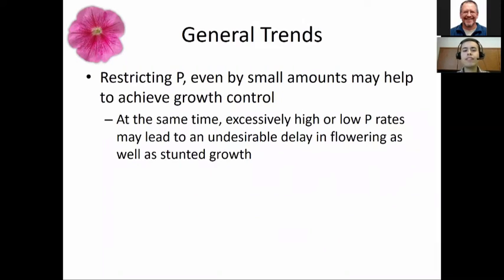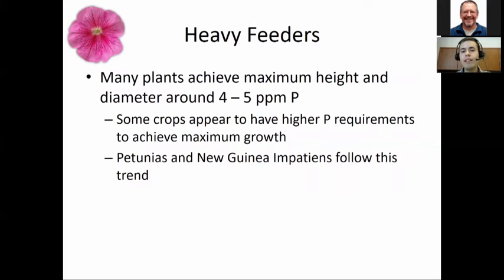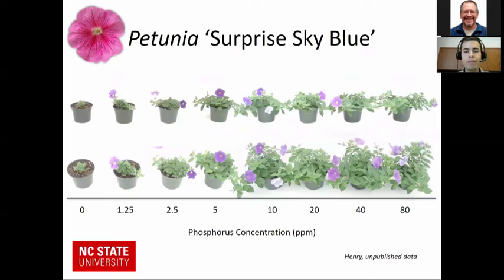So these general trends, you can see restricting phosphorus even by small amounts may help to achieve growth control. And at the same time, excessively high or low rates of phosphorus may lead to an undesirable delay in flowering as well as severe stunting. And so we've seen that most of the plants achieve maximum height and diameter around 4 to 5 parts per million, but some crops do have a slightly higher phosphorus requirement. So these heavy feeders, as you might call them, we'll take a look at those. Petunias and New Guinea impatiens both tend to follow this trend. So those will be the next crops we look at.